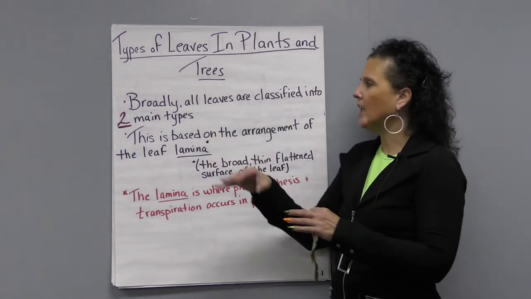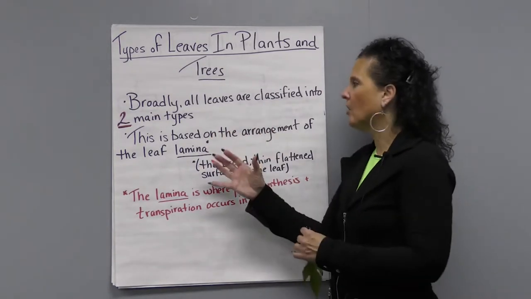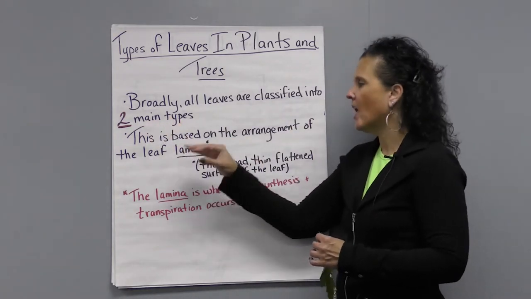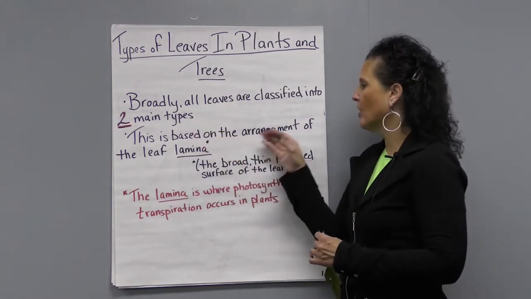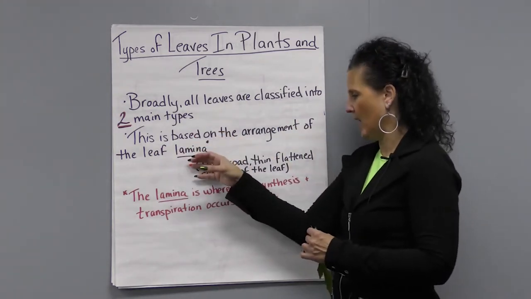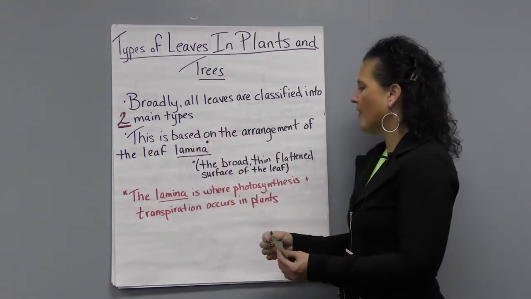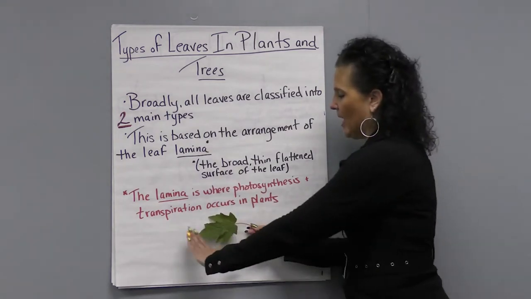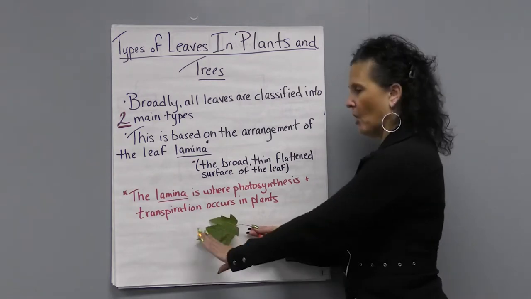We're going to look broadly at all leaves. When we're looking at all leaves, they're classified into two main types. Those types are based on the arrangement of the leaf lamina. And the lamina is the broad, thin, flattened surface of the leaf. So as we're looking at this leaf, the lamina is the outside, this part of the leaf.